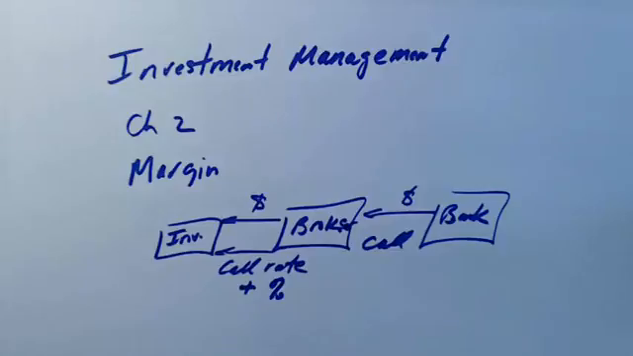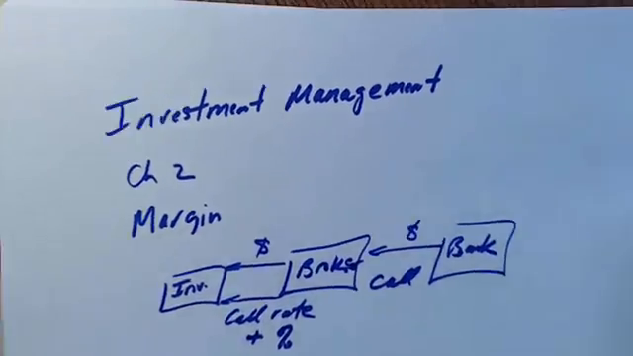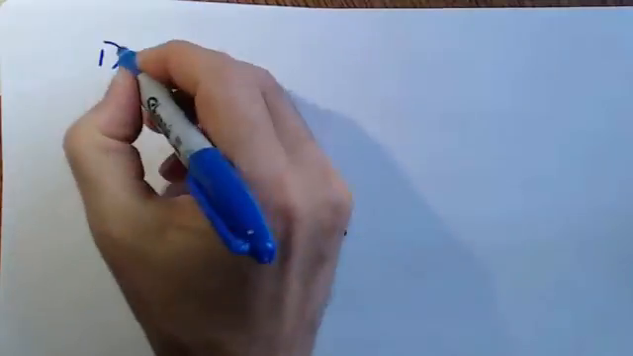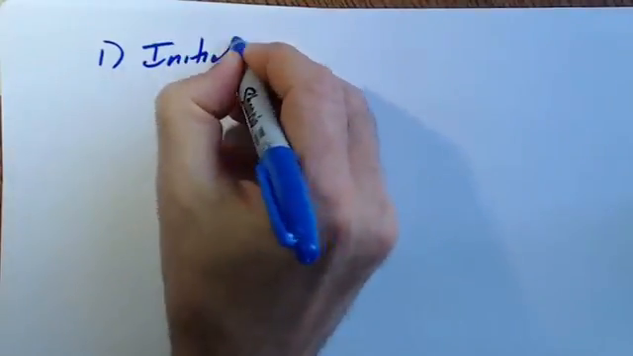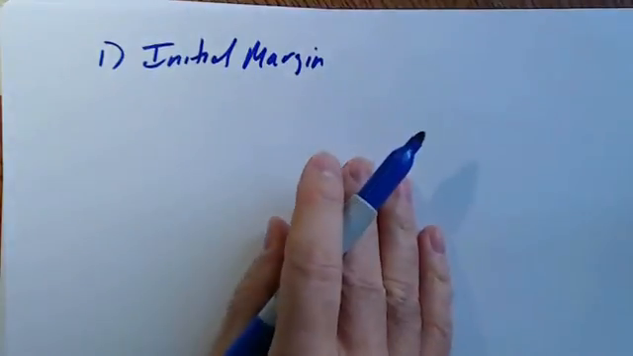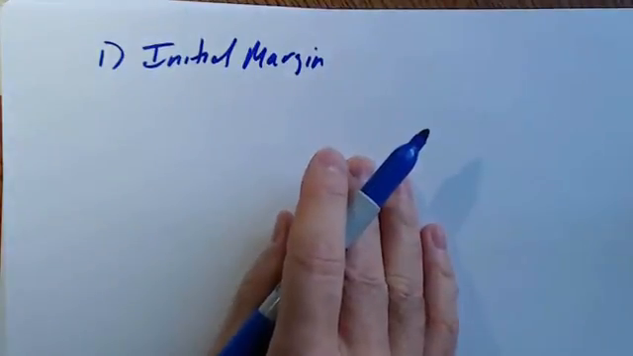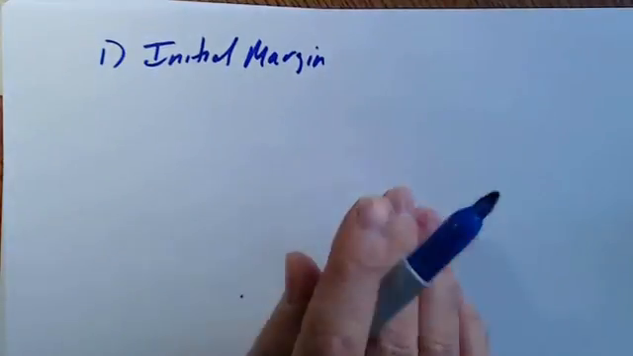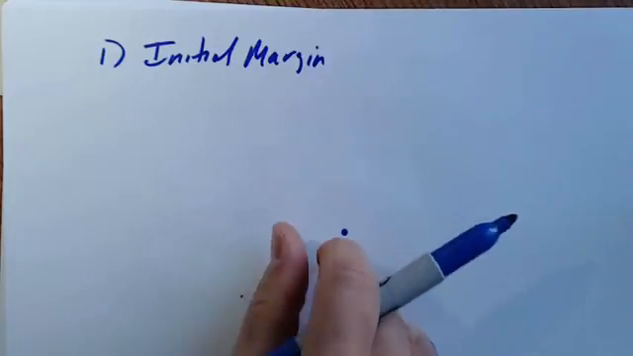Now, there are two forms of margin. One is initial margin, and that is the initial down payment that you put on a stock. And that is required to be a minimum of 50% by the Federal Reserve.